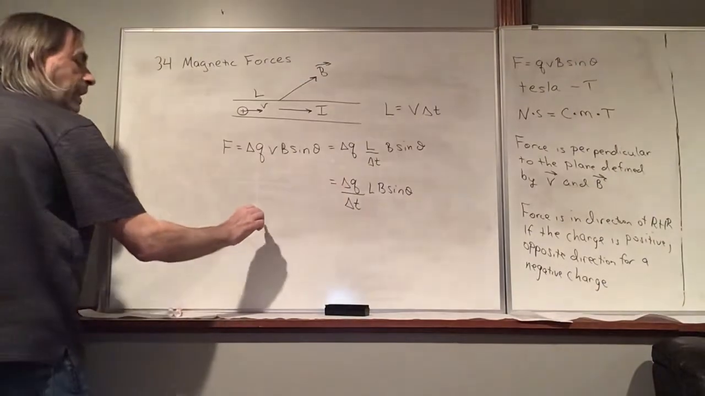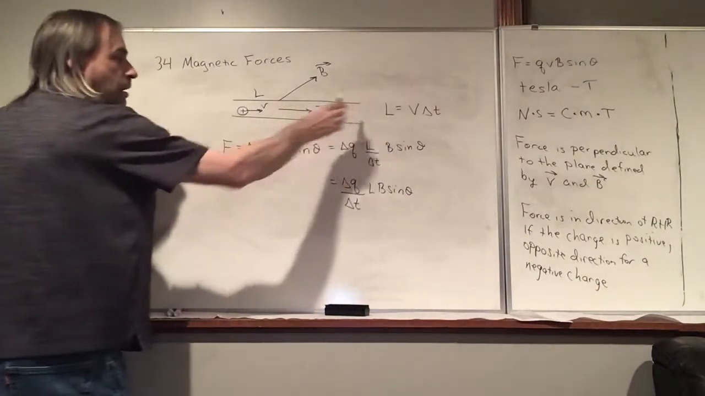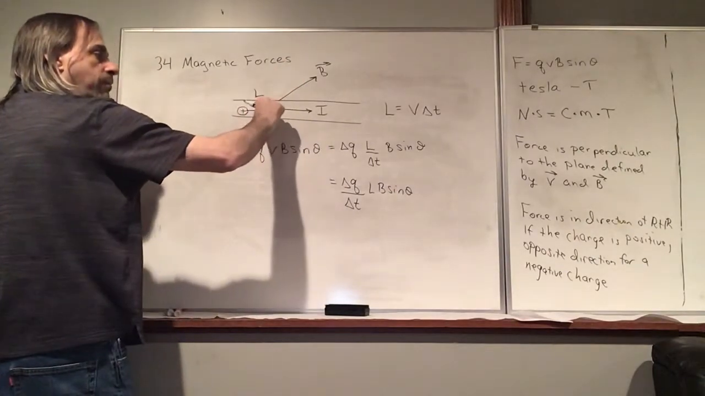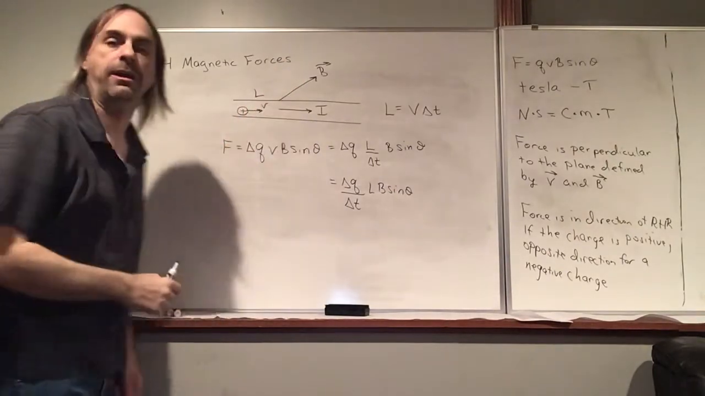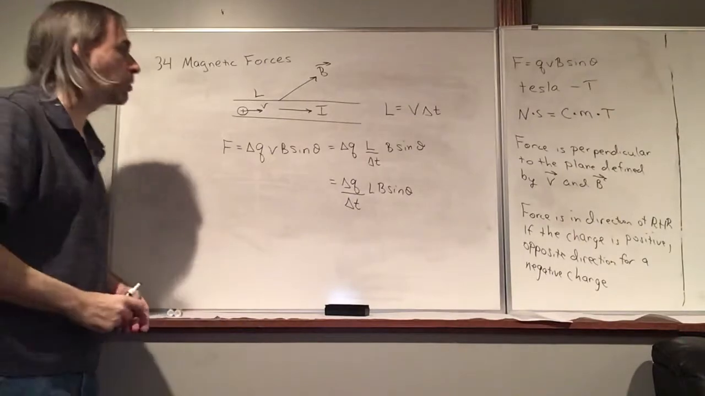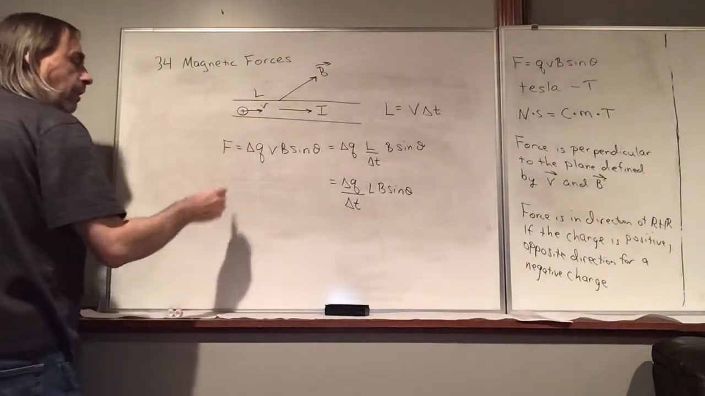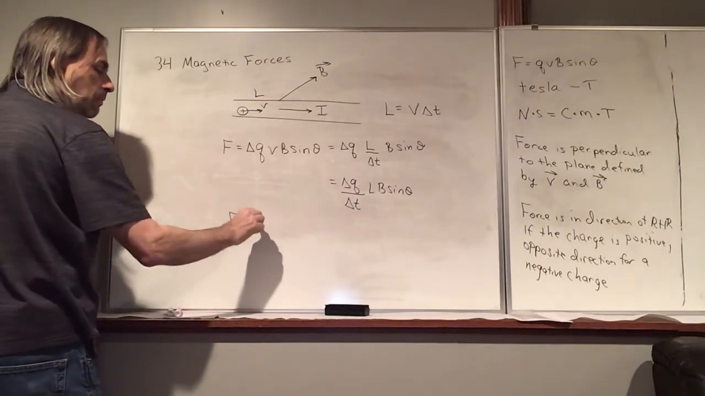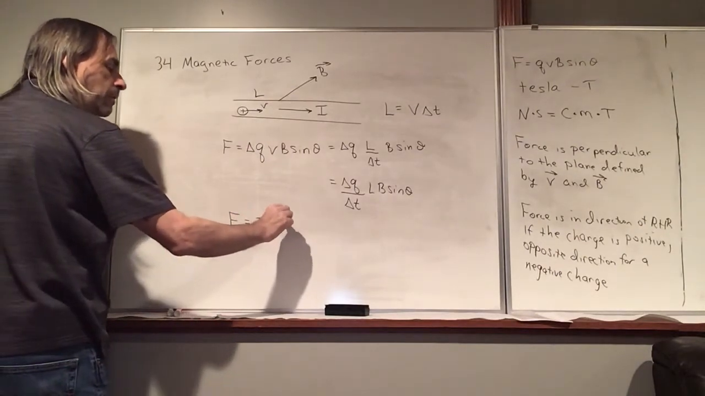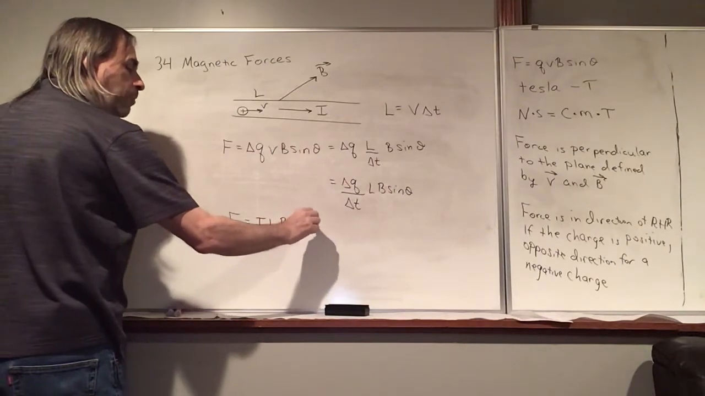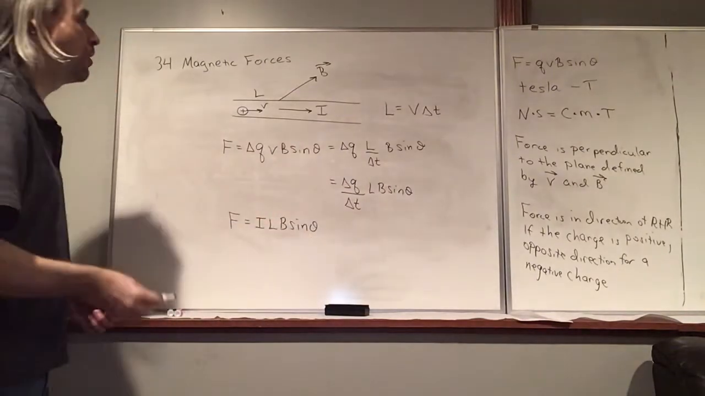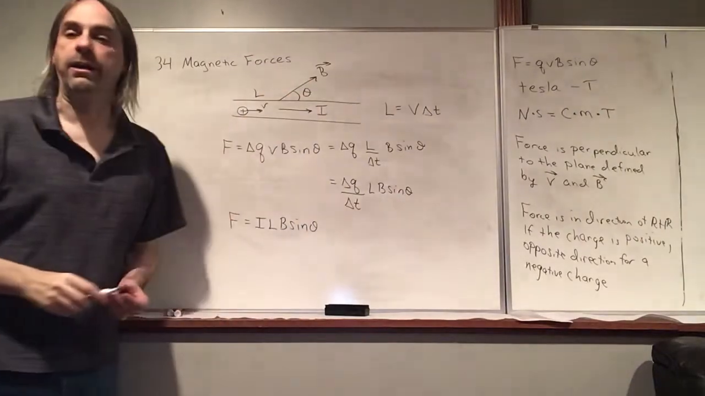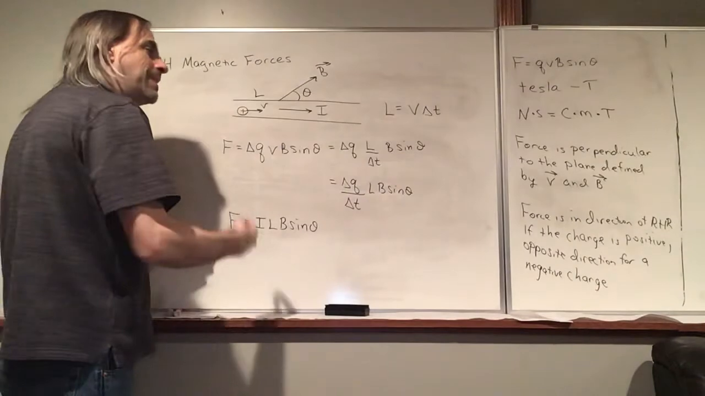So we have a force on a wire. This has to be a straight wire. If the wire was curved, then the angle between the velocity and the magnetic field would be different for different parts of the wire, so we're not going to worry about those. So the force on a straight wire due to an external magnetic field is ILB sine of theta, where theta is the angle between the current and the magnetic field. So in a sense, it's nothing really new.